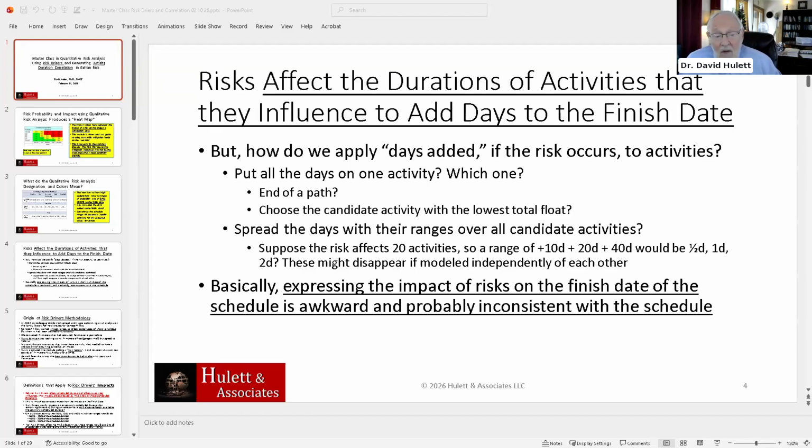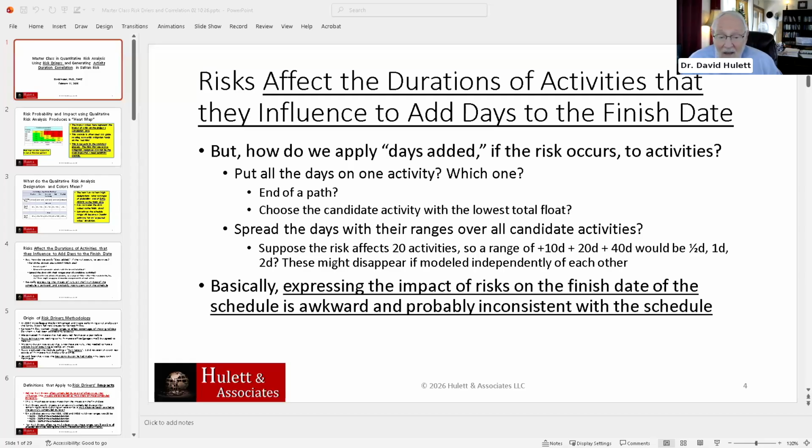Or you can spread the days and their ranges over all candidate activities. Maybe you've got 20 activities, and so a range that has been decided is plus 10 days, plus 20 days, plus 40 days if it's a triangular distribution. But if you put all those days, how do you do it? Do you put all those days on every one of them, or do you split them up in terms of 20 activities, so 10 days?